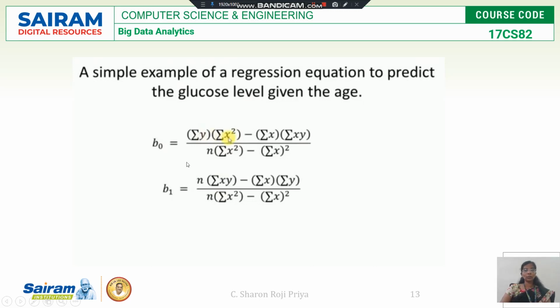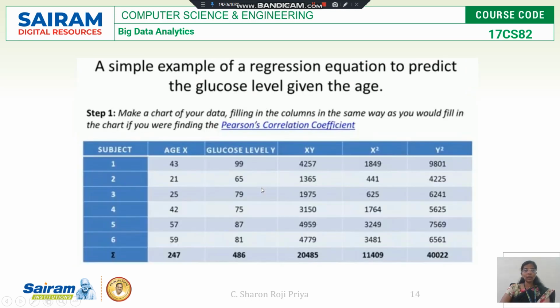So these are the formulas to calculate the value of b naught and b1. So b naught is equal to summation of y into summation of x square minus summation of x into summation of xy, divided by n into summation of x square minus summation of x the whole square, where n stands for the number of instances. Similarly, you have the beta 1 formula.